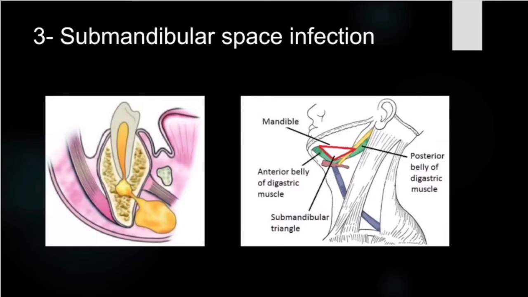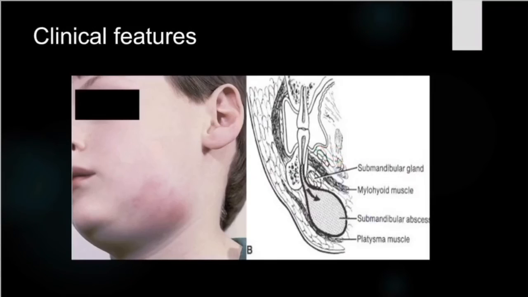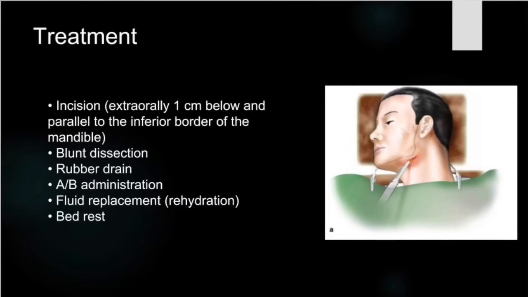Submandibular space infection. Etiology is infection in lower molars, pericoronitis, fracture of the angle of the mandible, or indirect infection, which means spread from other spaces. Clinical features are a painful swelling in the angle of the jaw, and tenderness with generalized constitutional symptoms. Treatment includes an extraoral incision below the lower border of the mandible with blunt dissection and rubber drain. Also, we will need antibiotic administration, rehydration, and complete bed rest.